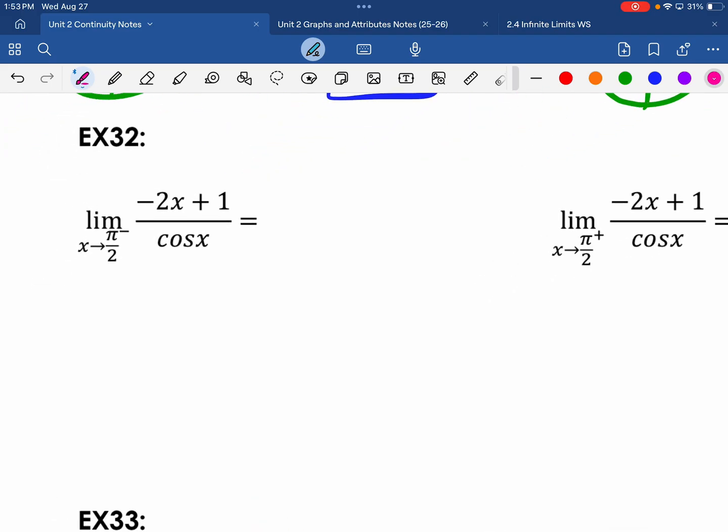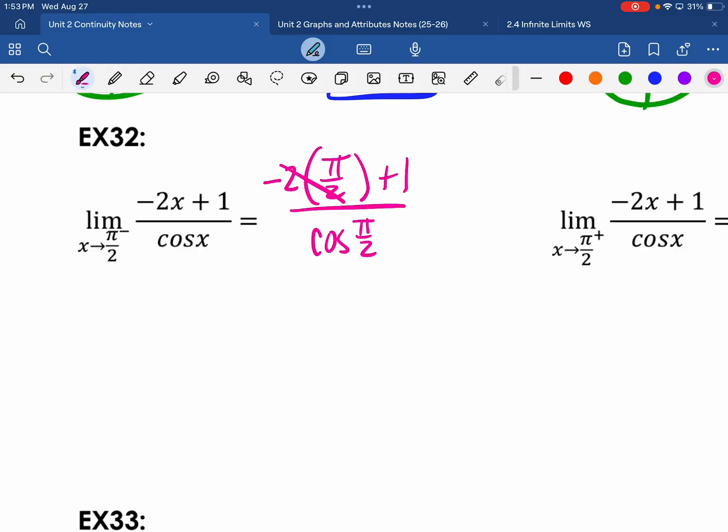All right, last one. So we're plugging in pi over 2. Negative 2 times pi over 2 plus 1, over cosine of pi over 2. All right, what happens with my 2's here? They cancel. What is negative pi plus 1?